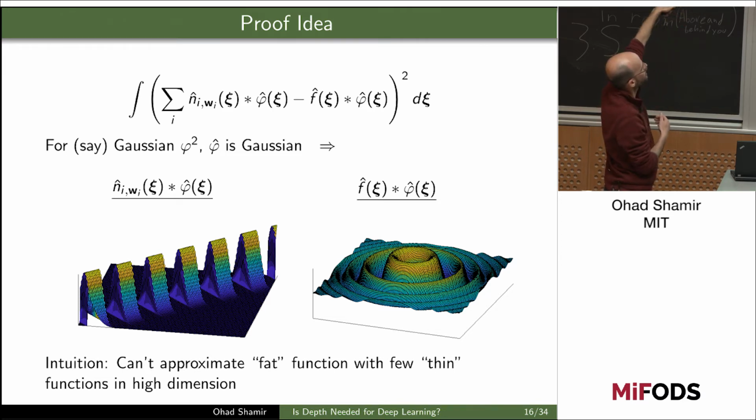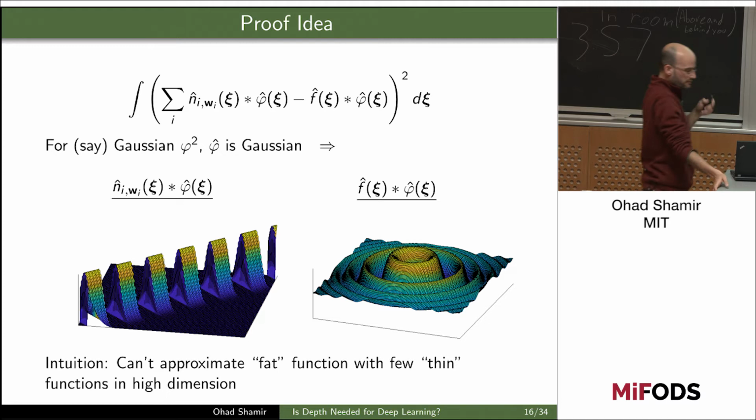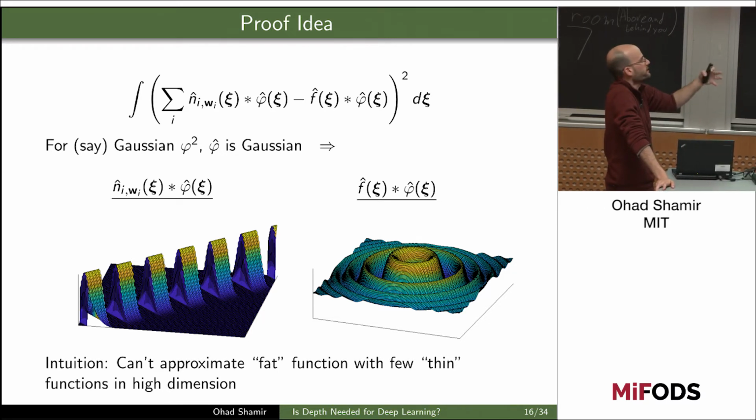How it behaves along this direction is something complicated depending on the activation. But in all the directions orthogonal to that principal direction, you have a Gaussian decay of the mass. And a depth-2 network is basically a linear combination of these things. On the other hand, a radial function, the Fourier transform, is also radial. So it would look something like this.